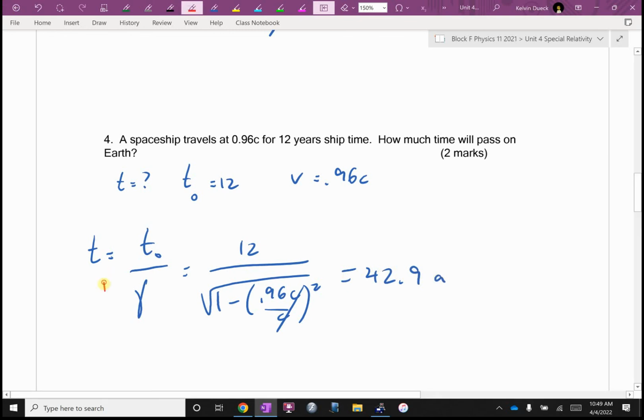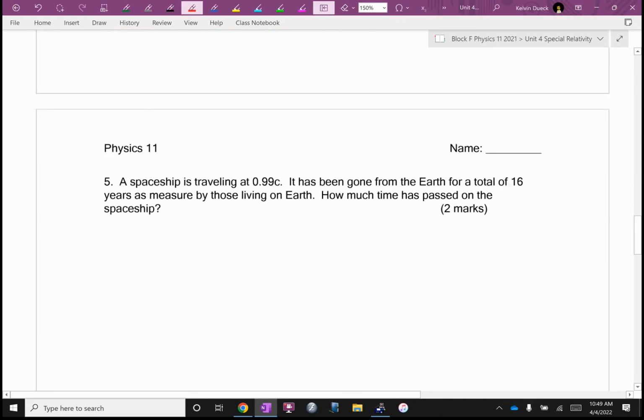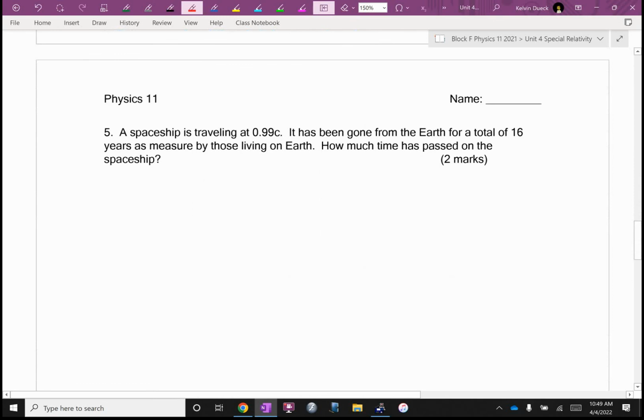Same as before. 1 mark, half mark, half mark. And then I would turn the page. Now they want the time on board the spaceship. They want me to find t0. That must mean they gave me t. Yes, they did. V is 99% of the speed of light.